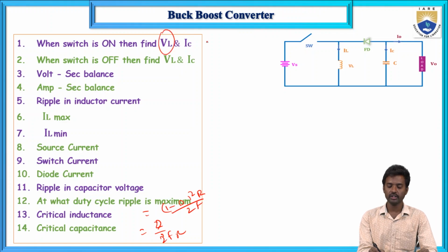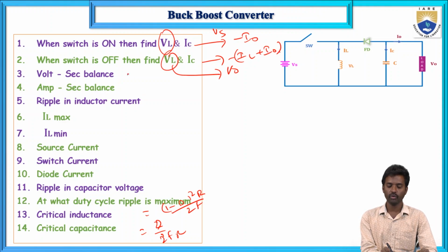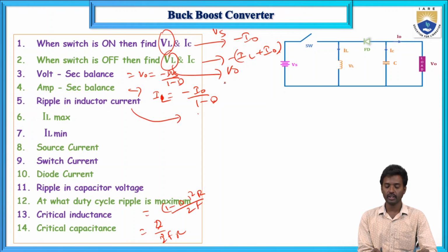So now here VL on is equals to Vs, and VL off equals to V naught, and this one is the minus I naught, and this one is the minus of IL plus I naught. So now from the volt-second balance, V naught equals to minus D into Vs divided by 1 minus D. And next here, I naught equals to IL equals to minus I naught divided by 1 minus D. Now ripple in the inductor current equals to what is the formula here? Del IL equals to D into Vs divided by F into L. So now same as in the boost converter.